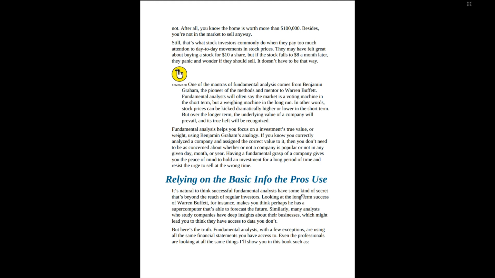They may have felt great about buying a stock for $10 a share, but if the stock falls to $8 a month later, they panic and wonder if they should sell. It does not have to be that way.